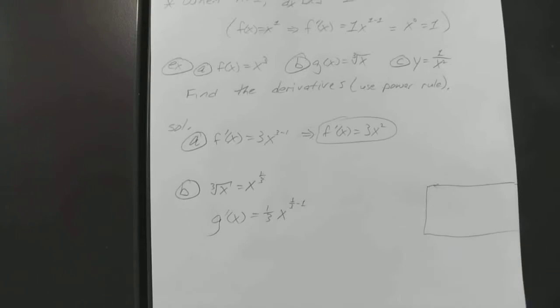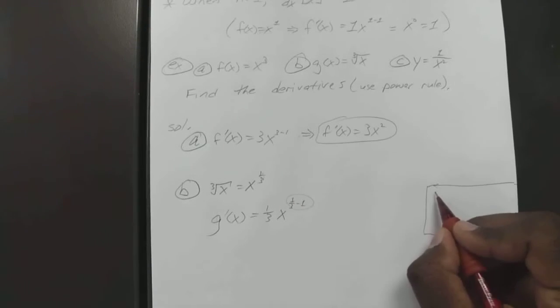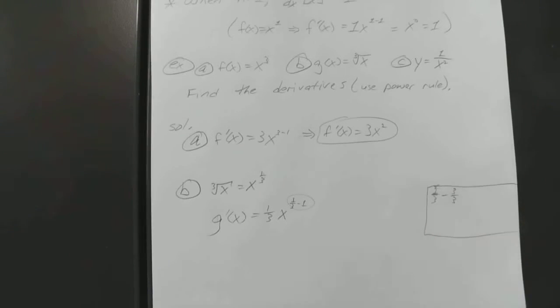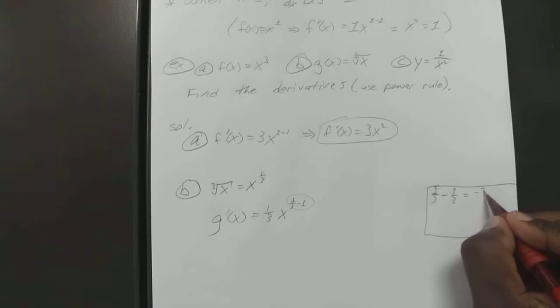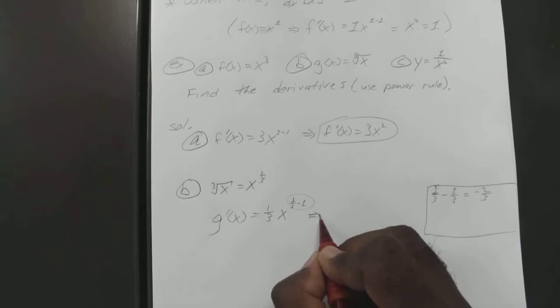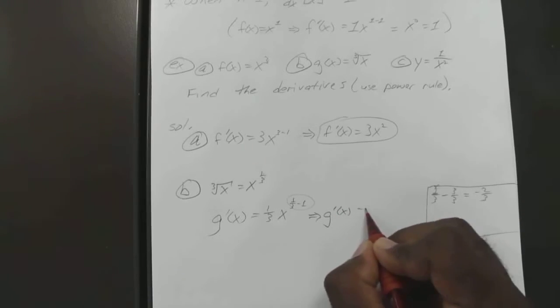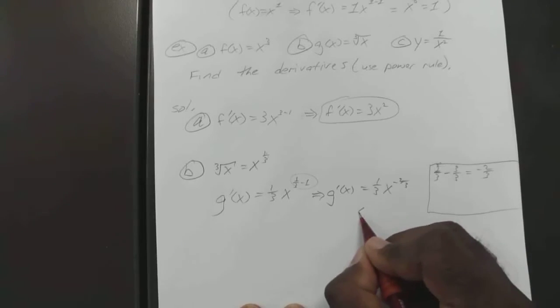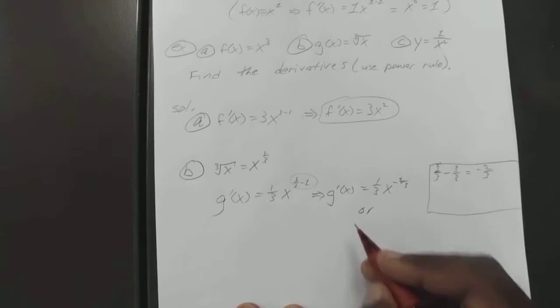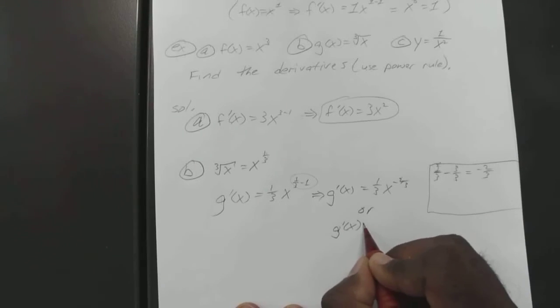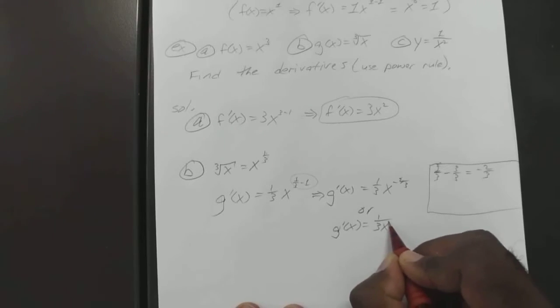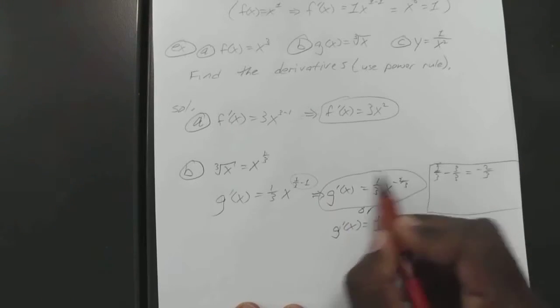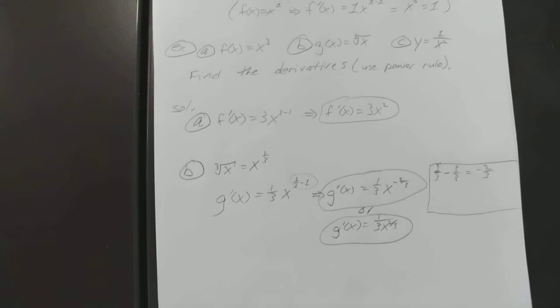After you get that, I'm just going to add those on the side. 1/3 minus 1, so 1/3 minus 3/3 is equal to negative 2/3. So that means your g prime of x is going to equal 1/3 x to the negative 2/3. Or if you wanted to, you can take that negative 2/3 and put it in the denominator. Any questions on those?